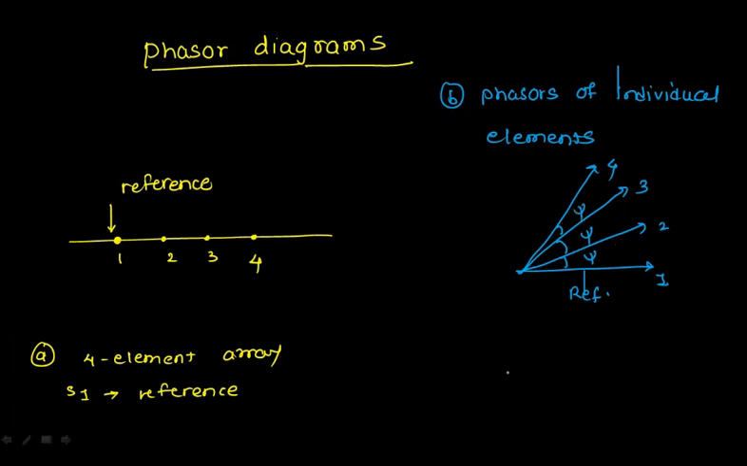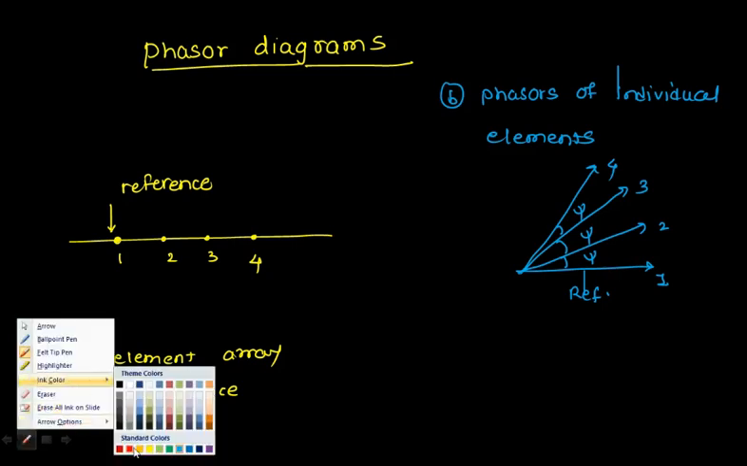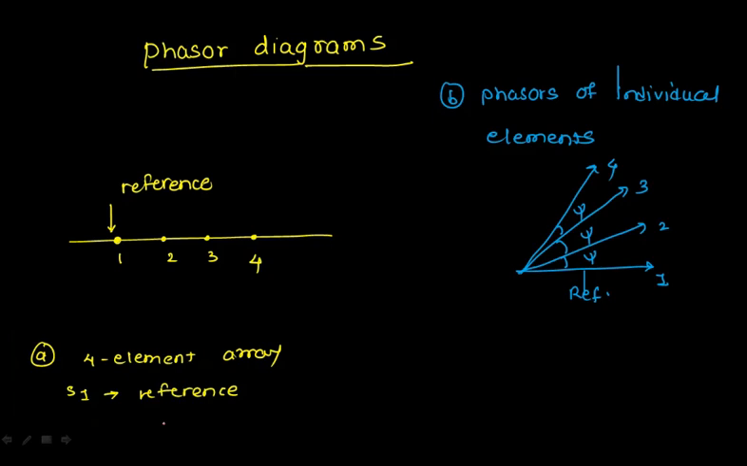So this is the meaning of a progressive phase shift. Now the next one is what kind of phasor addition will be there. If I draw the phasor addition here, I need to consider each and every phasor and add each and every phasor. My one is a reference.